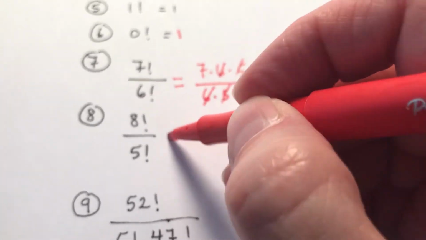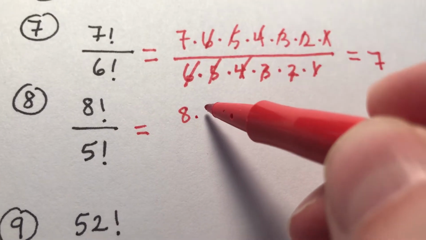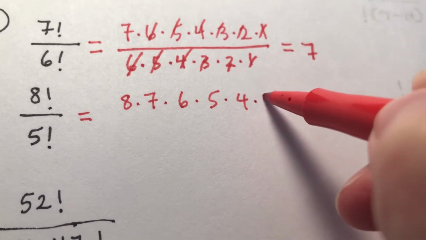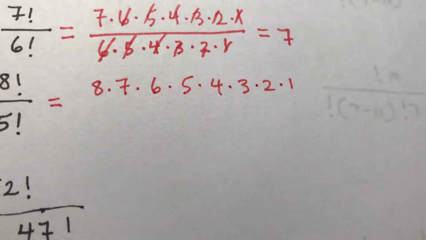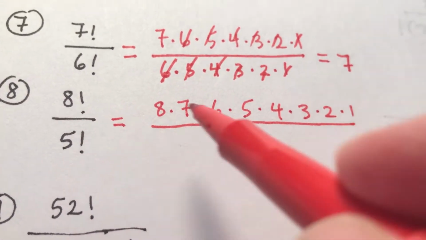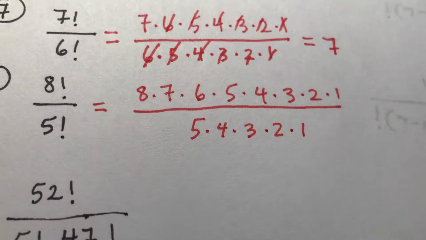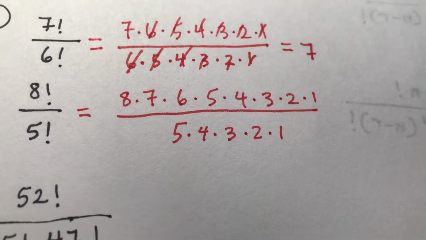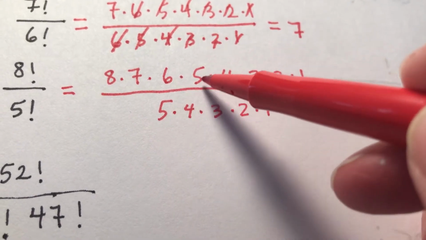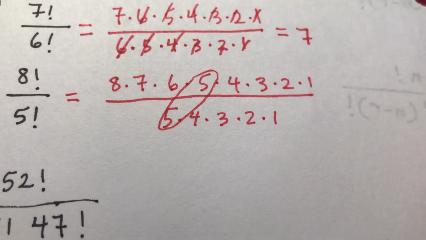All right, 8 factorial over 5 factorial. So this is 8 times 7, 6, over, then you go 5, 4, 3, 2, 1. Like that. And again, you'll see this 5 over 5. So just remember that 5 over 5 is just a 1. That's why we can cancel it.